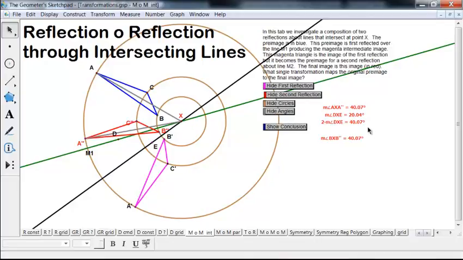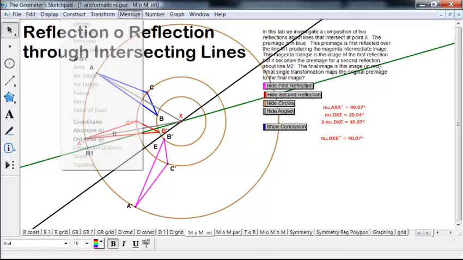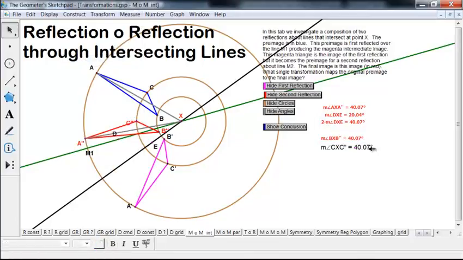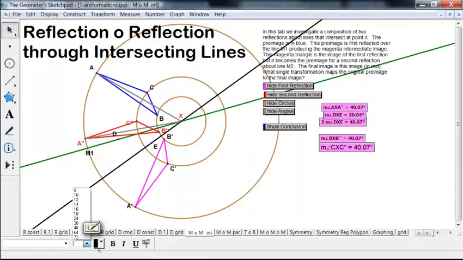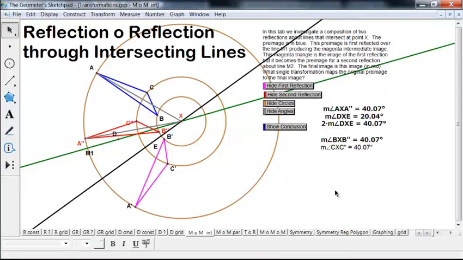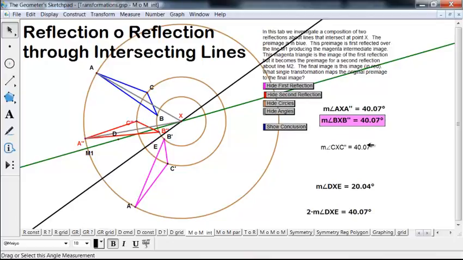And if I went from B to X to B prime, B double prime, it's the same angle. That's interesting. What about C? If I measure from C to X to C double prime and measure that angle, that's also 40. Let's make these all the same size. So those were all 40 degrees approximately.